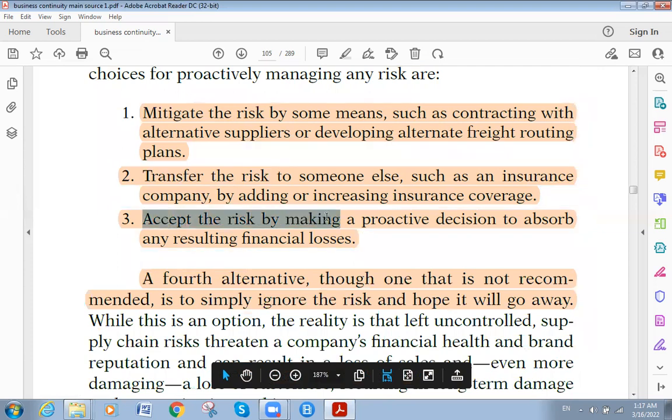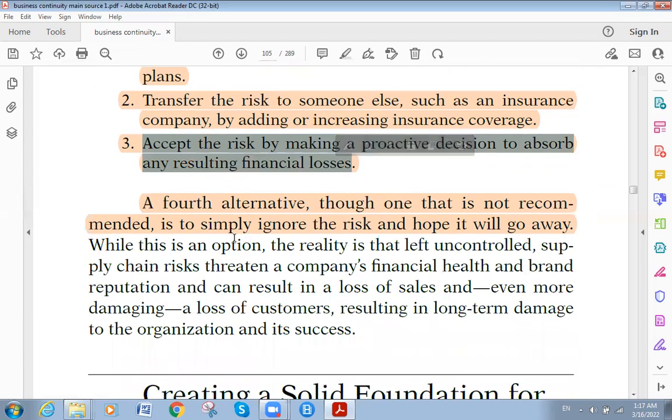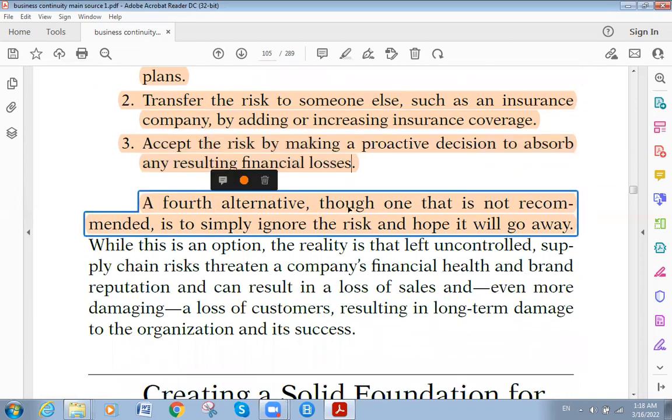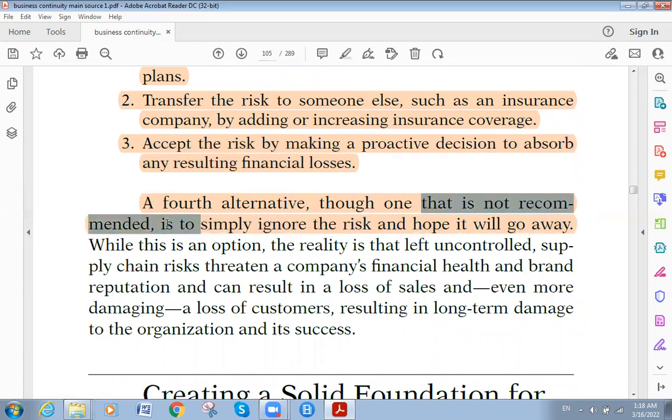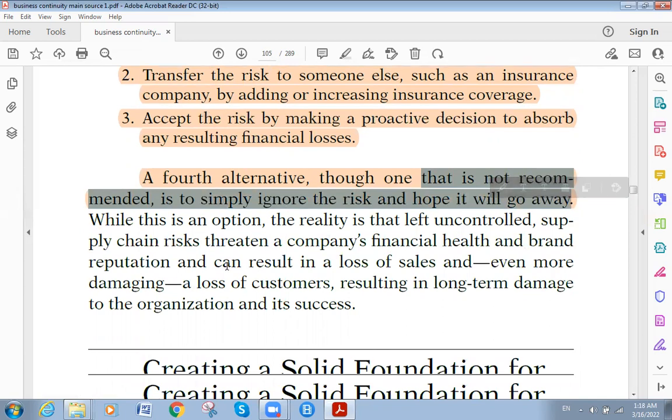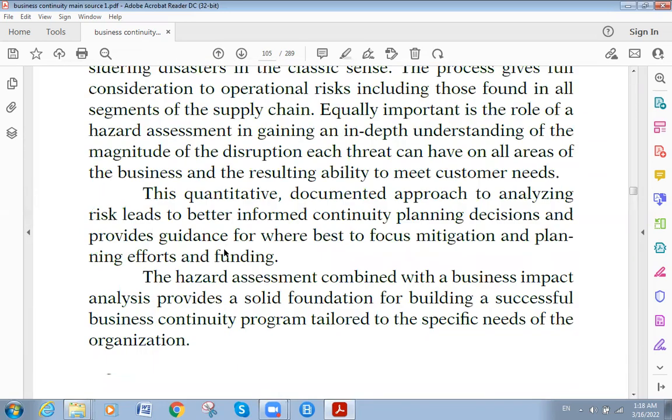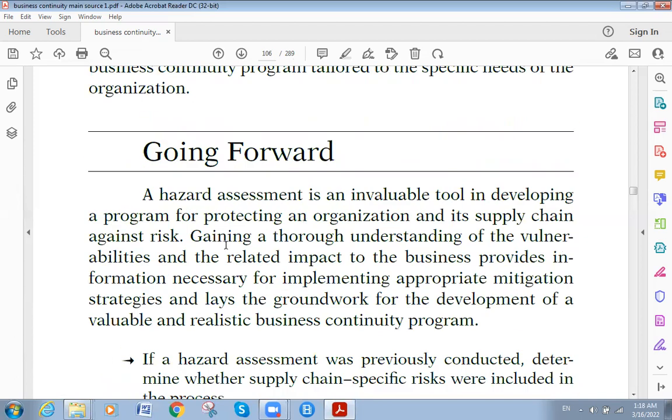Third, accept the risk by making a proactive decision to absorb any resulting financial losses. A fourth alternative, though one that is not recommended, is to ignore the risk, but this is a very bad solution. How will you ignore the risk? This is not a game. If you ignore the risk, that means you are careless, because ignoring the risk means that you allow problems to happen.